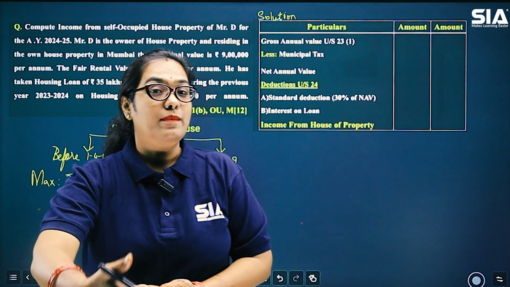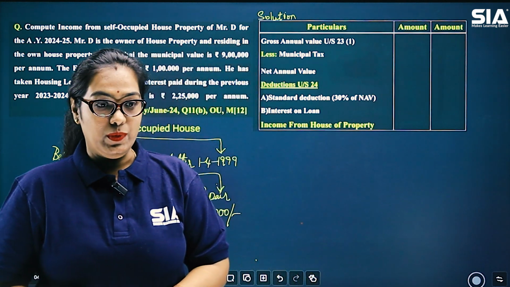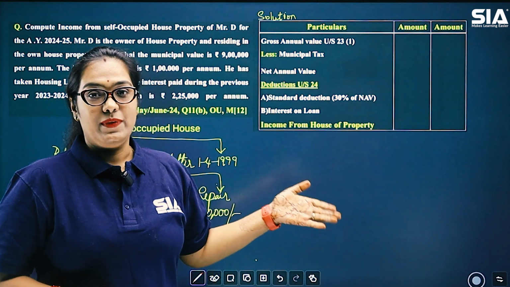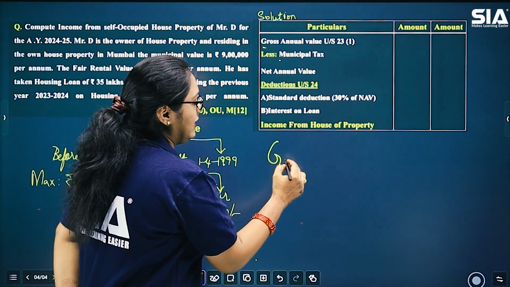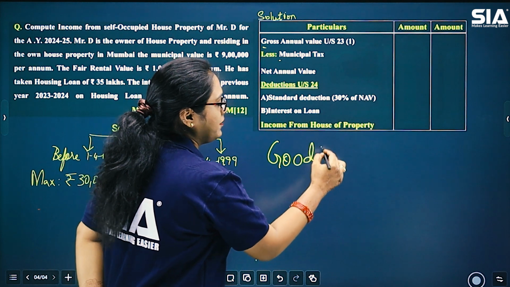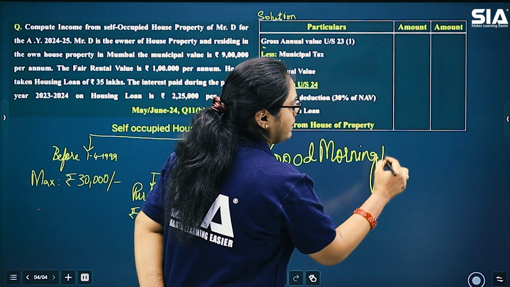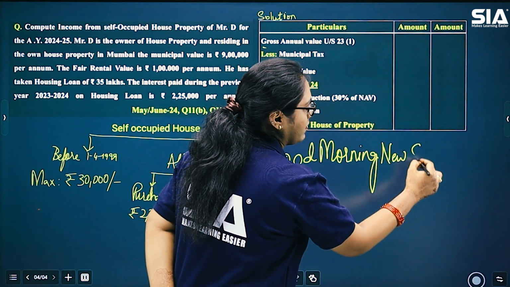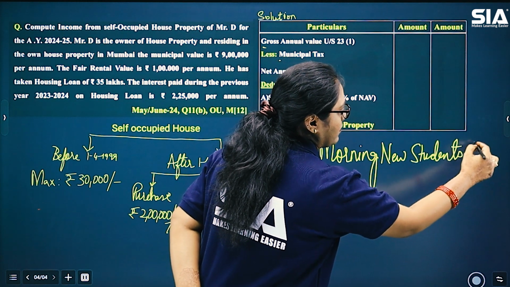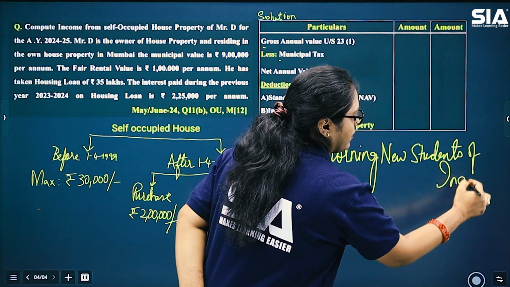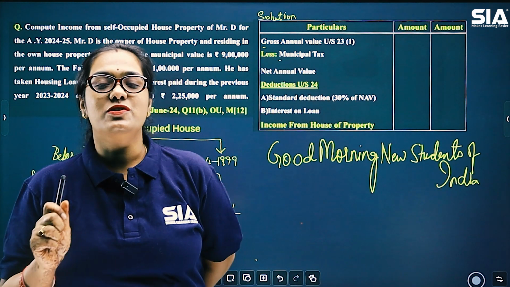Now, how do I remember all of these? There is one simple trick which will help you to remember all of these. That is, we can just take the first letters of each of these, and let's say it is nothing but something called as: Good Morning, New Students of India.